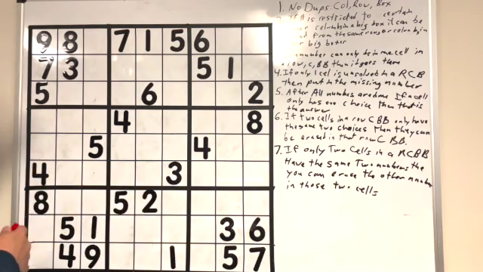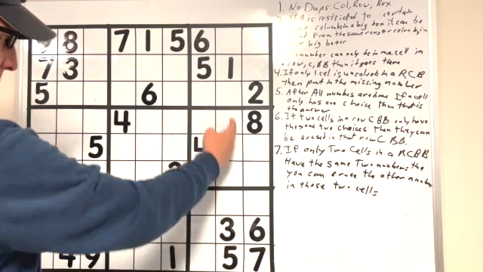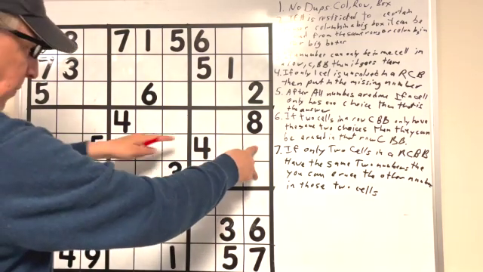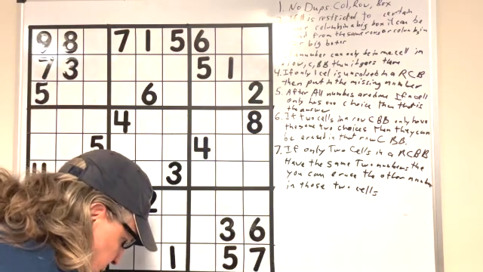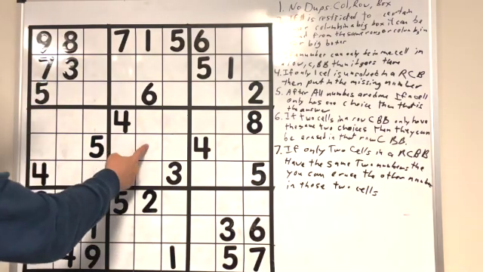But let's look at this one over here. 5 can't be on the left, can't be up the middle, so that leaves these 2. But this guy says it can't be across the middle, so it has to be there. That's cool. Oops, there we go. Now we can go back to here.